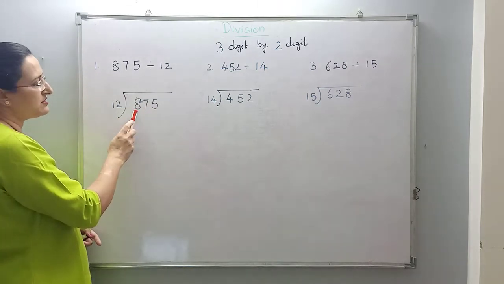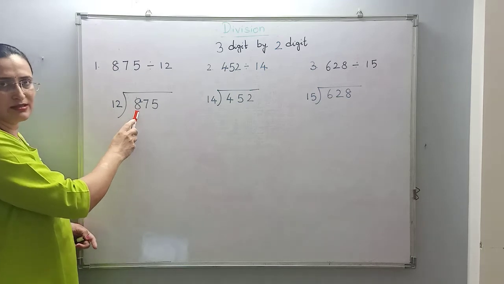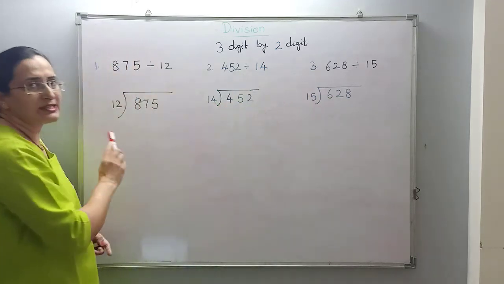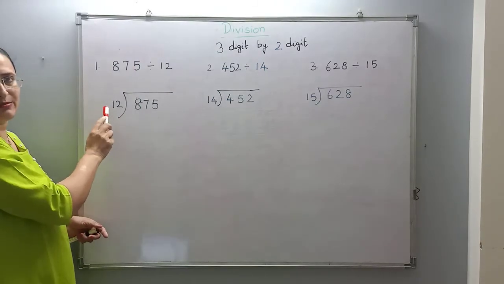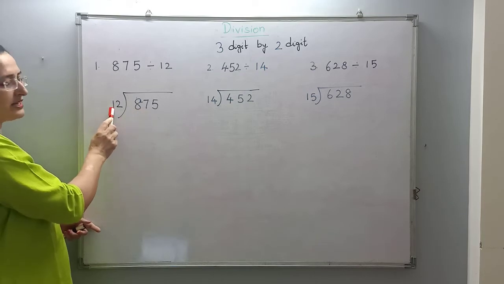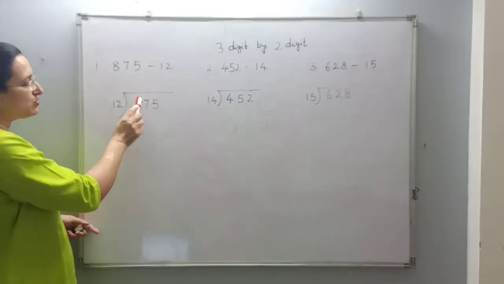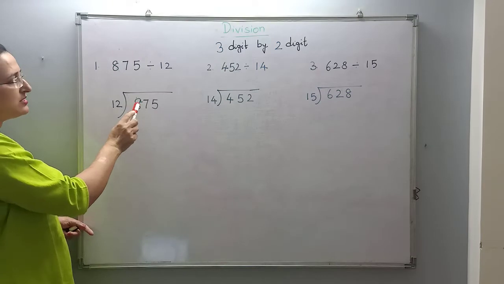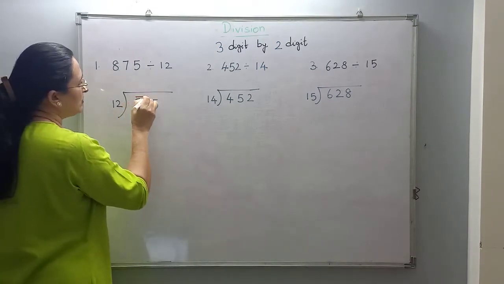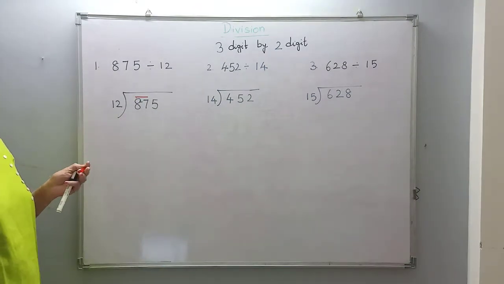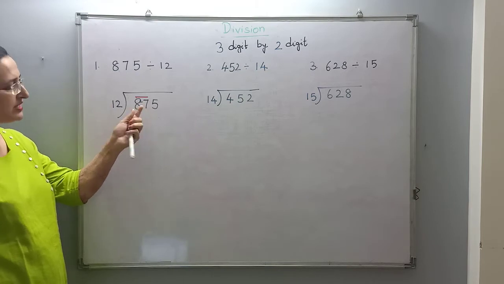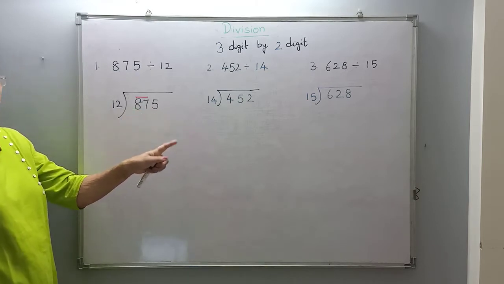See the first digit? It is smaller than the divisor, that is 8. In every sum you can see the first digit. Obviously it is going to be smaller than the divisor because our divisor itself is a 2 digit number. So 8 is smaller than 12, so we cannot divide 8 alone, so we have to take a partner also with it. So it becomes 87, and now I am going to put a line here on this number so that we understand that we have to first divide 87, then the rest of the remaining numbers.